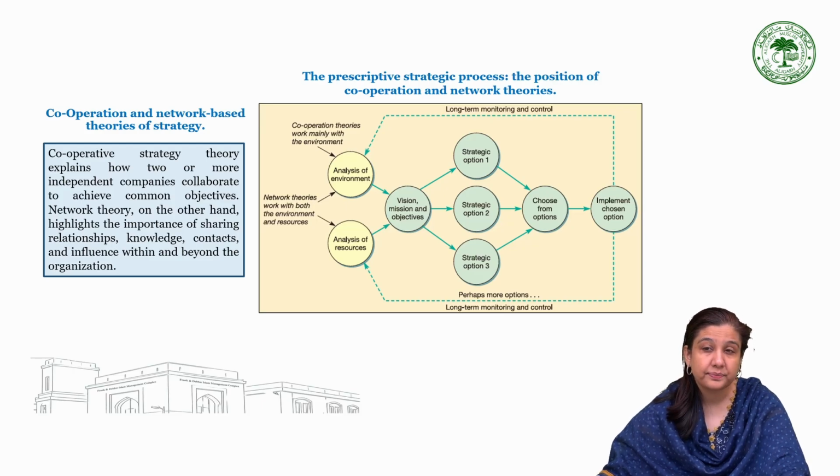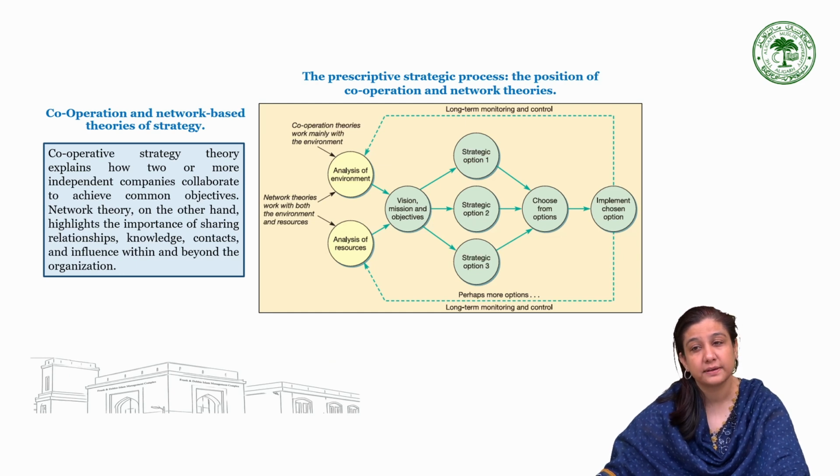Examples include strategic alliances, joint ventures, and research collaborations. Network theory emphasizes relationships, information sharing, influence, and connections. Organizations can gain access to resources and opportunities through strong networks. So, this is what cooperation theory focuses upon.